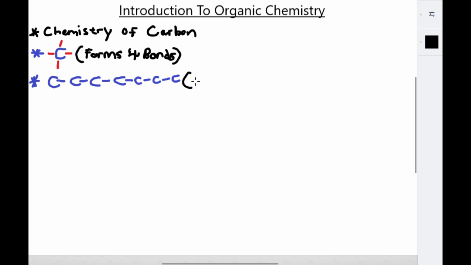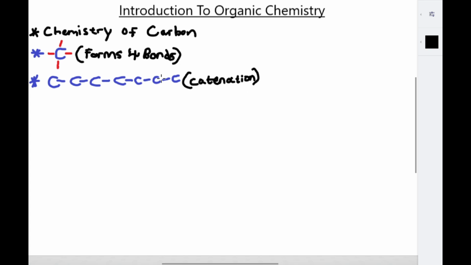The second importance of the carbon atom is that it can form catenation. So this is catenation here. It is the idea of the carbon being able to bond with other carbon atoms to form a longer chain.